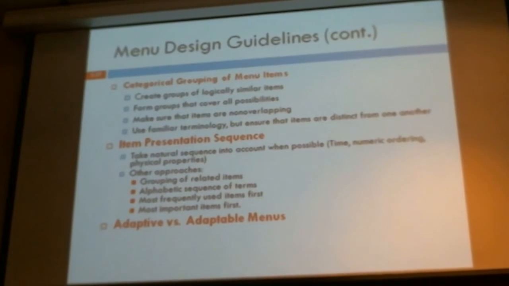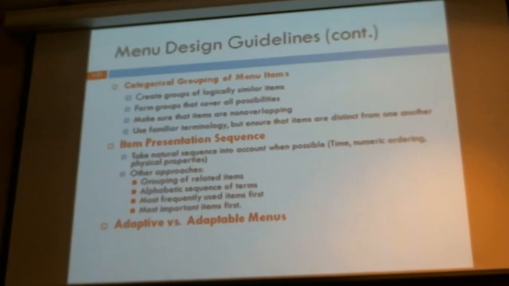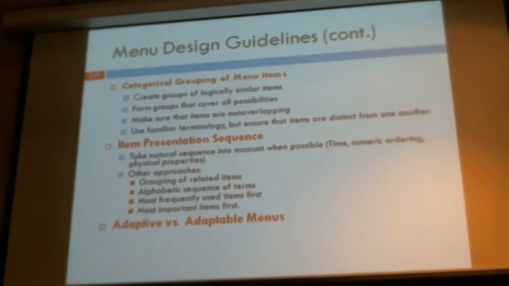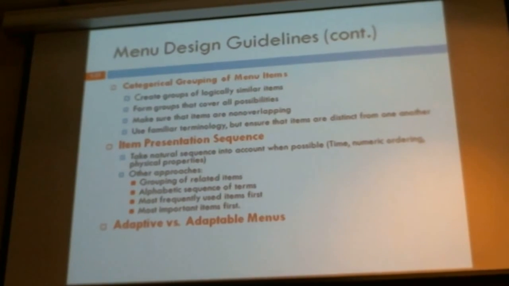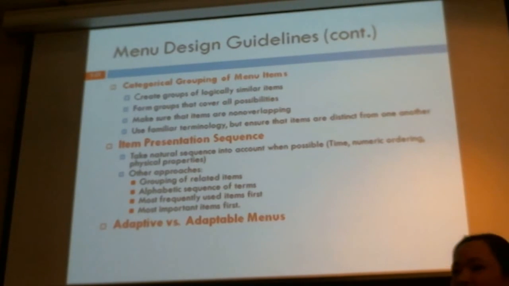So for instance on a survey when it asks, what is your age range? Like 16 to 18, 18 to 20. What's the problem with that? Overlap. So if you're 18, you have two right answers, right? Okay. Use familiar terminology but ensure that items are distinct from one another. Repeat yourself often. No, this is what was on the last slide. Item presentation sequence. Think about how your options are presented. So for instance, on a file menu, what usually comes first?